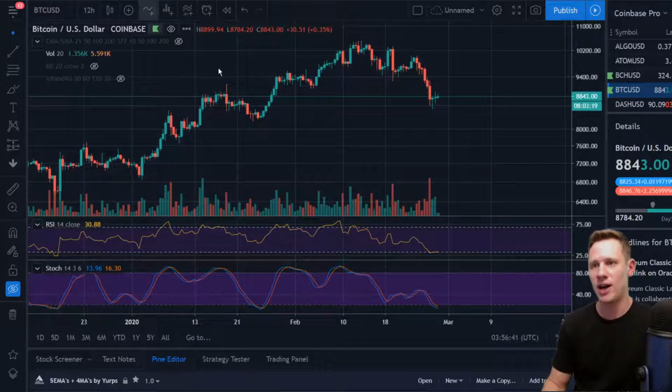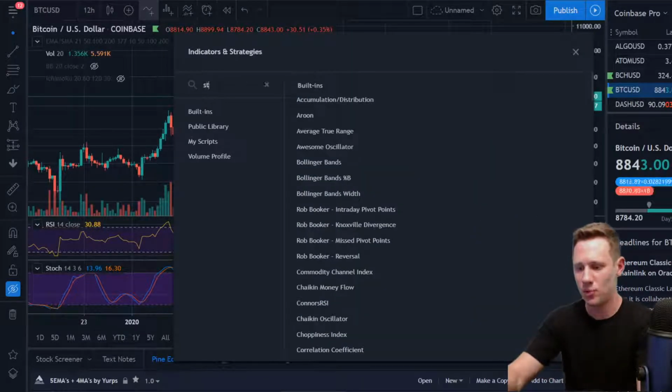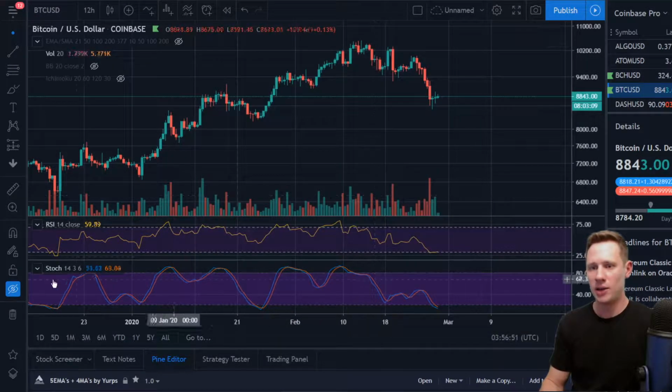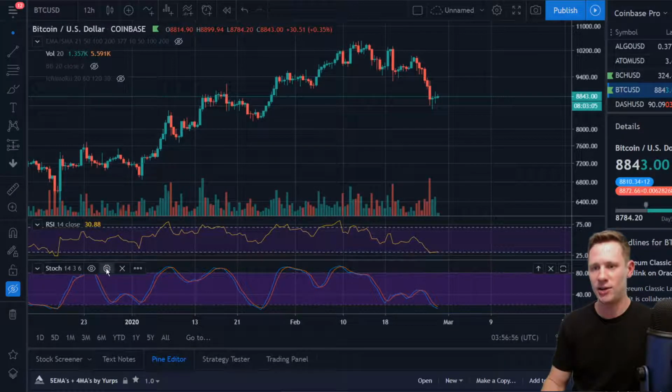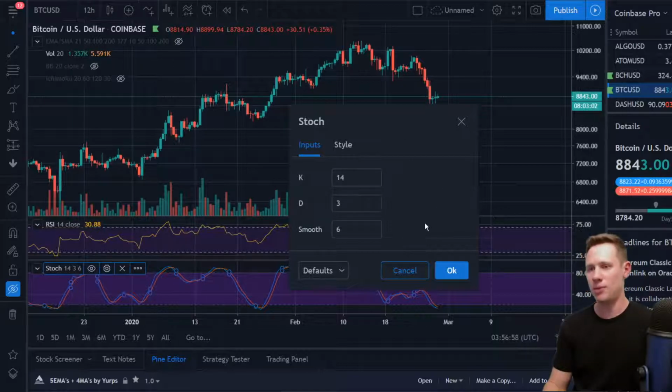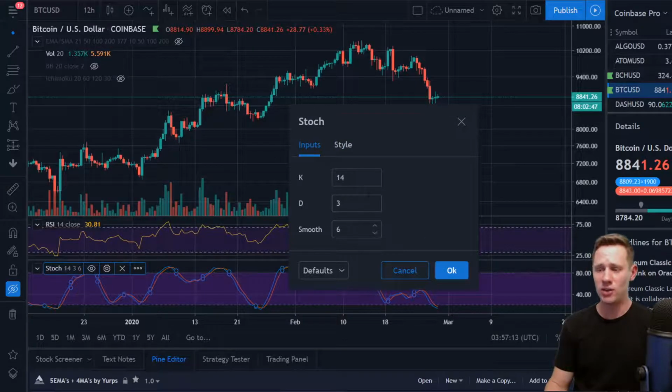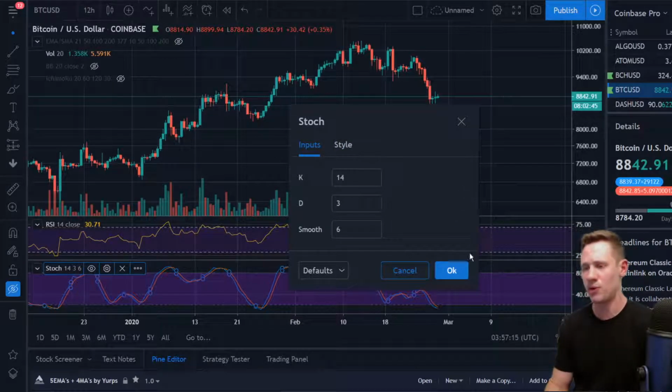So to get your stochastic, you'll go to your indicators, put in stochastic, and click on the stochastic here, just the plain one. And when you get your stochastic, it will look something like this. You go to your settings here, and these are going to be my inputs on my stochastics: 14, 3, and 6. Okay? And you can change the colors of them if you like, and other options like that. But this is most important. And you can adjust these as you see fit if something works better for you.